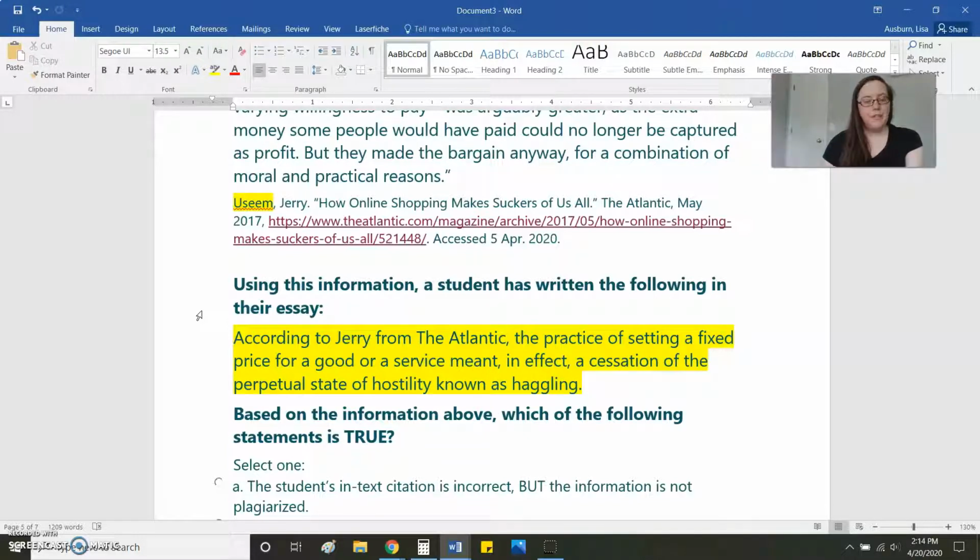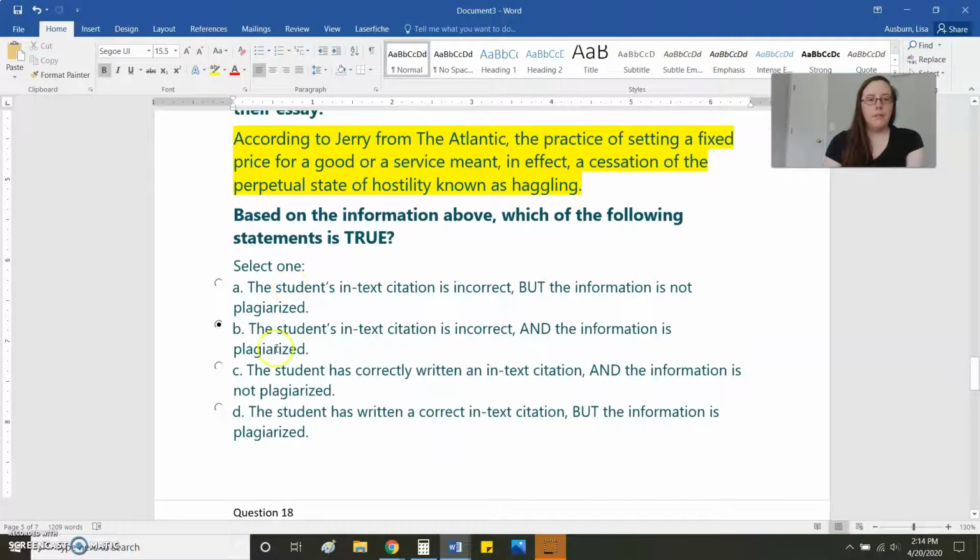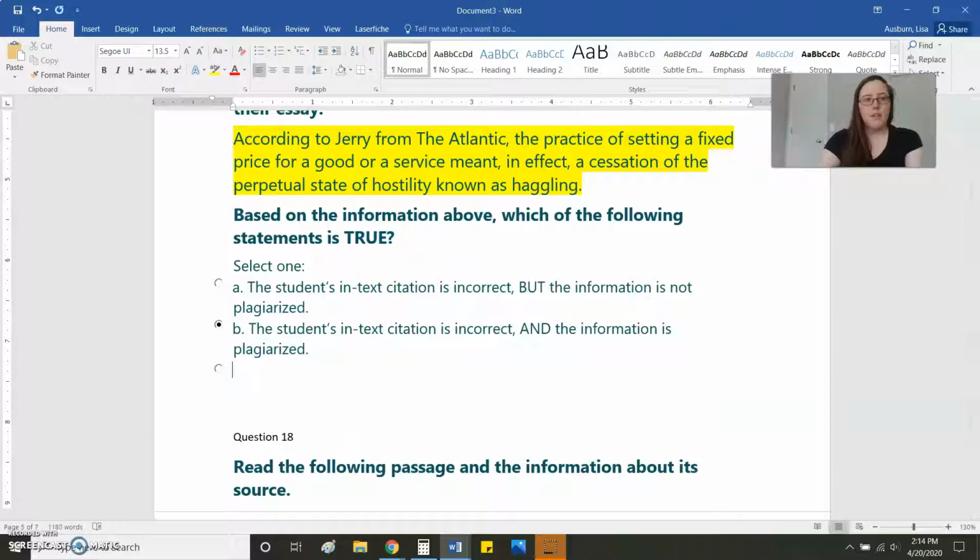Okay, first question, is the in-text citation correct? No, it is not. Even though we have The Atlantic, even though we have the author's first name here, we do not have what MLA requires in order to have a correct in-text citation, which is whatever comes first in the citation. That is Useem. That is the author's last name. We do not see the author's last name anywhere here in this sentence, and so the in-text citation is not correct. And so we know that we can rule out two options for the citation being correct because it's not.